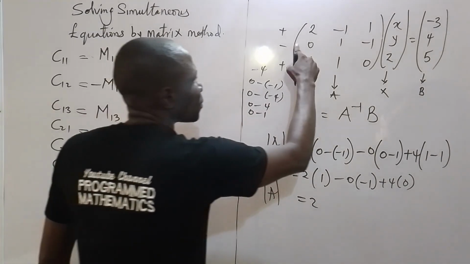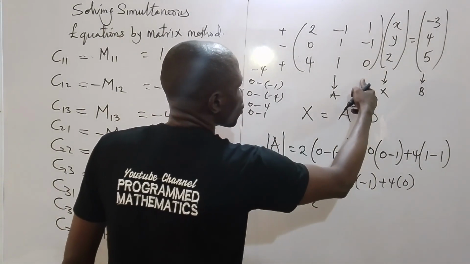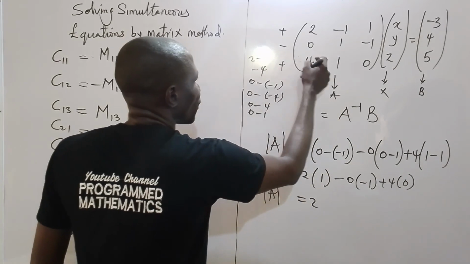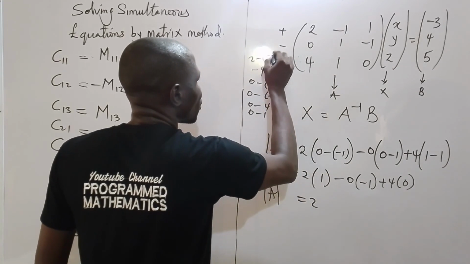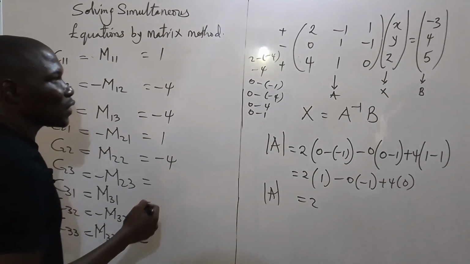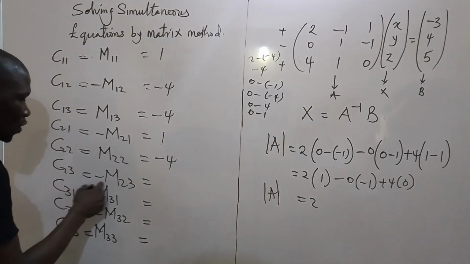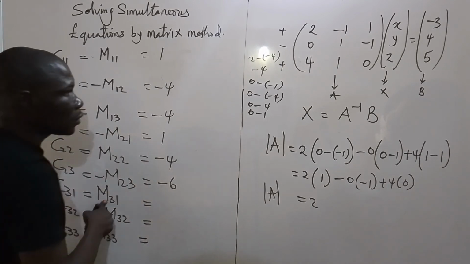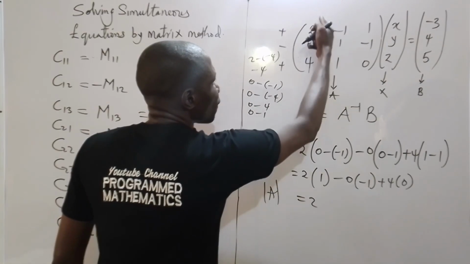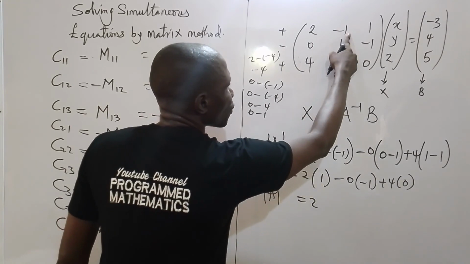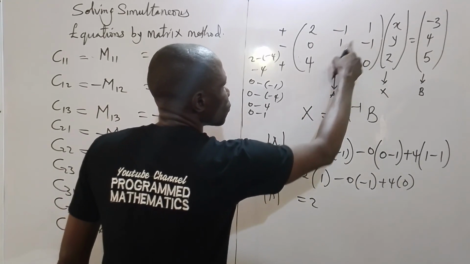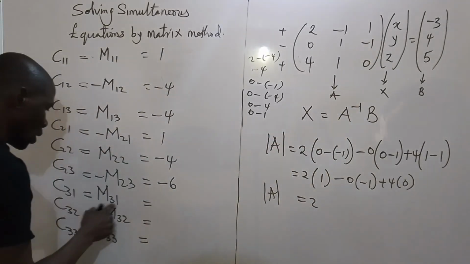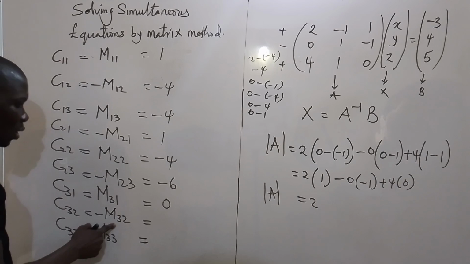M23, second row, third column. Delete them. 2 times 1 is 2. Minus 4 times minus 1 is minus 4. 2 minus minus 4 is 6. Because of this minus, minus 6. M31, third row, first column. Minus 1 times minus 1 is 1. 1 times 1 is 1. 1 minus 1 is 0. Okay, so this is 0 here.